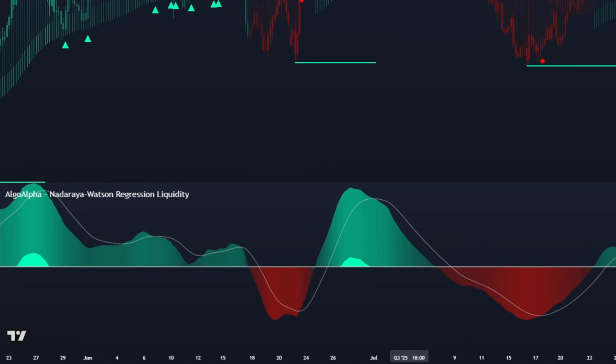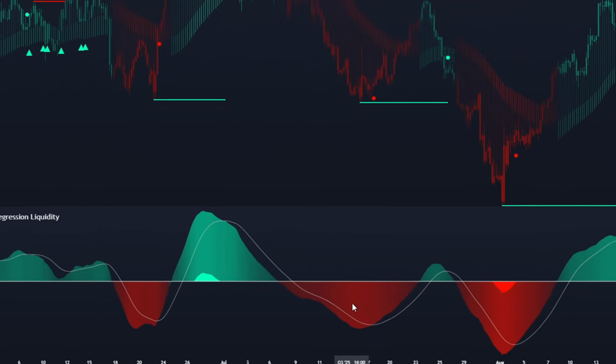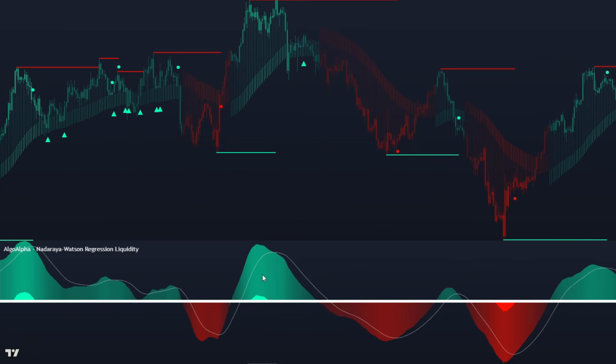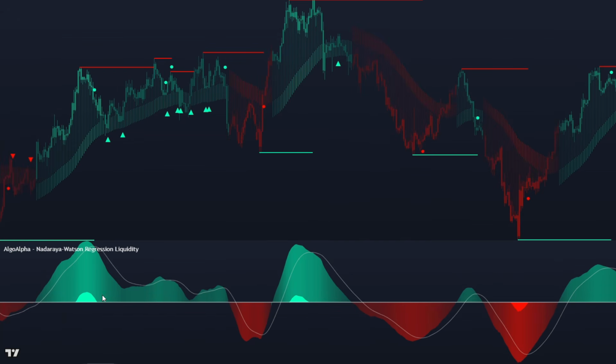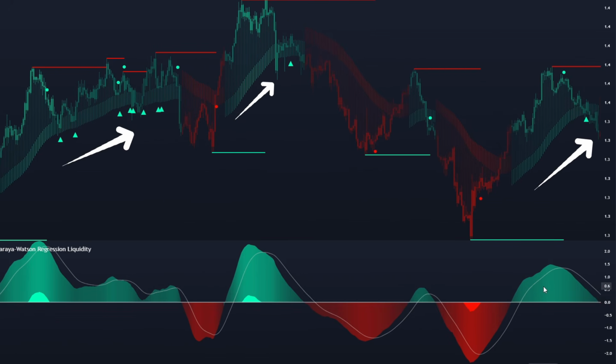Let's start with the oscillator below the chart. This is a Nadaraya Watson oscillator. When it is below the center line, it turns red, which tells us the market is trending down. When it is above the center line, it turns green, which tells us the market is trending up. And if you look at the chart, it is reading the trend very well. Every time price is falling, the histogram is red. Every time price is rising, the histogram is green. So just on its own, this is already a strong trend tool.